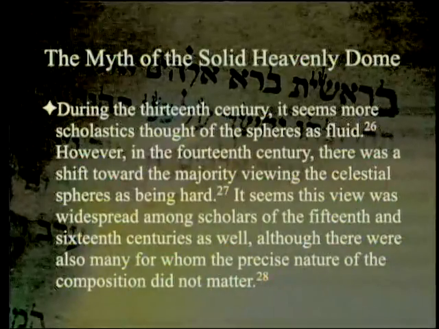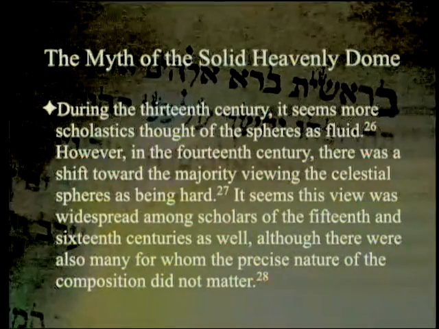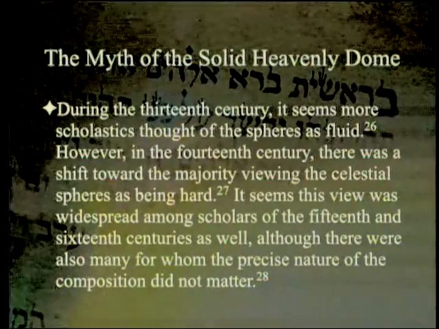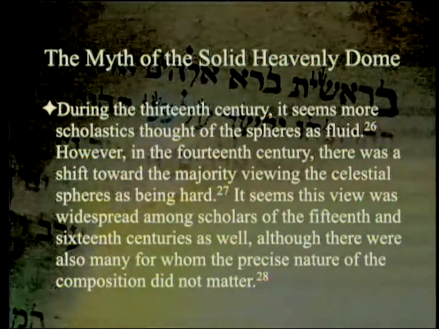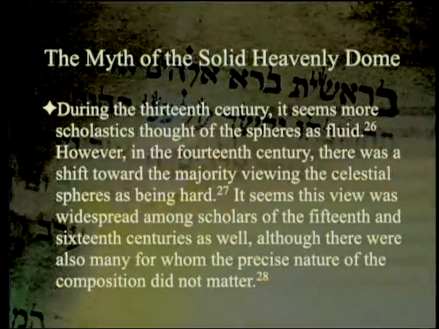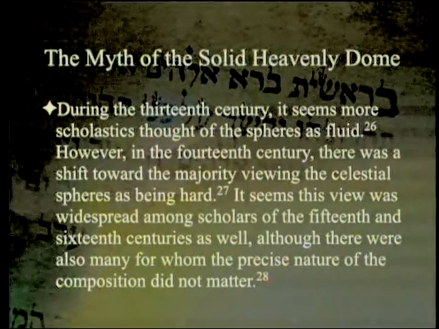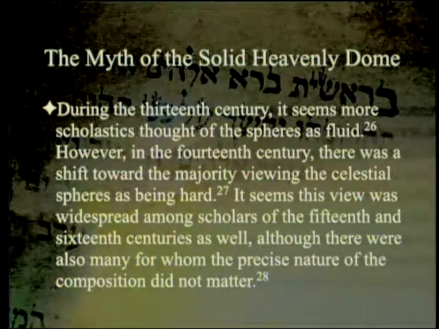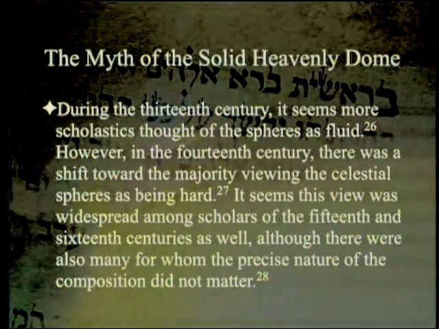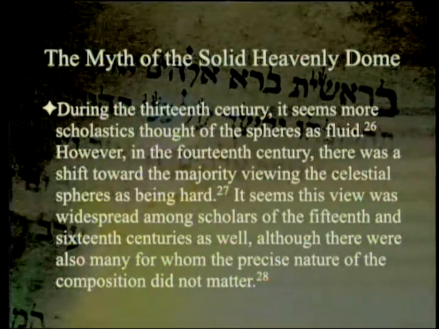During the 13th century, it seems more scholastics thought of the spheres as fluid. However, in the 14th century, there was a shift towards the majority viewing the celestial spheres as being hard. Between those two sentences, there's a whole bunch of research, much of it included in Grant's book. It seems this view is widespread among scholars of the 15th and 16th centuries as well, although there were also many for whom the precise nature of the composition did not matter.